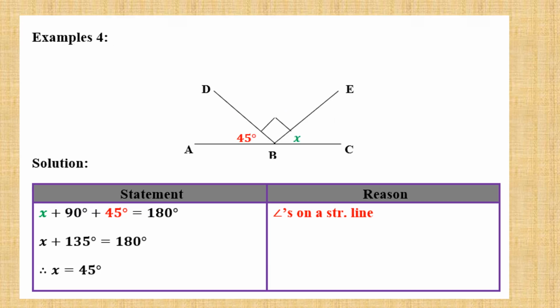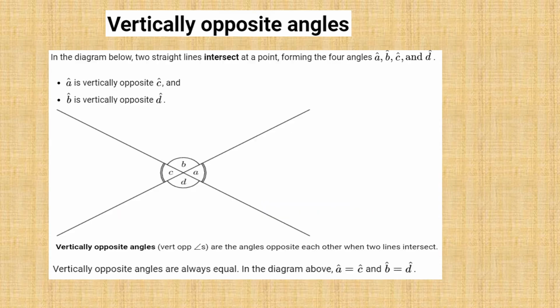Example 4, we still have a straight line, but now we have 3 angles. We have a 45 degree angle on that straight line, a 90 degree angle, and an angle X. Because they are on a straight line, when we add X plus 90 plus 45, they will all give us 180. So those are angles on a straight line. For us to get X, we're going to add 90 and 45, transpose it to the right hand side, and subtract it from 180. So our X will finally be 45 degrees.